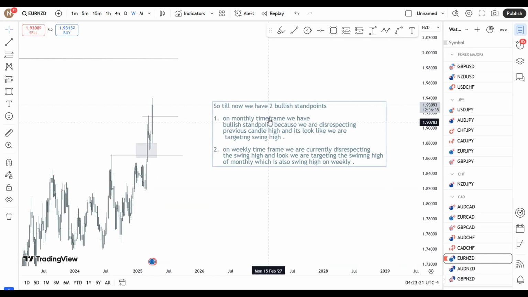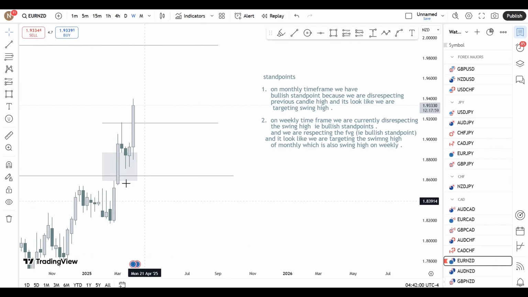So till now we have two bullish standpoints, right? On the monthly time frame we have a bullish standpoint because we are disrespecting the previous candle high and it looks like we are targeting the swing high. And on the weekly time frame we are currently disrespecting this swing high and it looks like we are targeting this swing high of monthly, which is also a swing high on weekly, right?